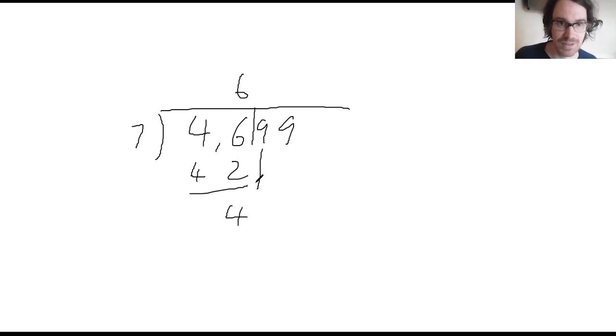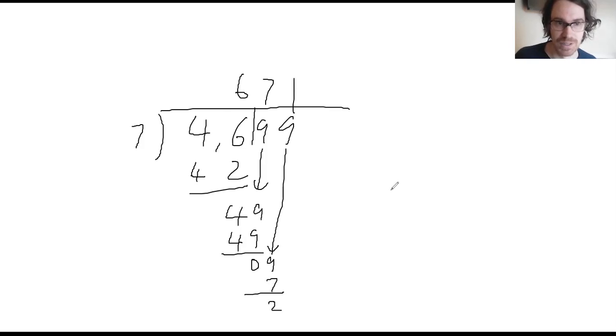Bring down the next digit, 49. 7 times 7 is 49. Find the remainder, 0. Bring down the next digit, 9. 7 times 1 is 7. 9 minus 7 is 2. So that's our remainder. So our answer is 671 with a remainder of 2. Okay, let's try another problem.